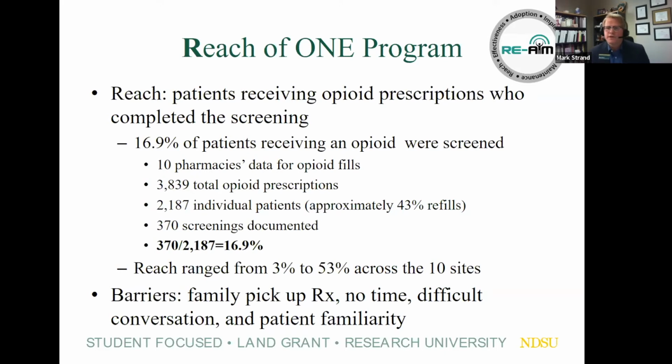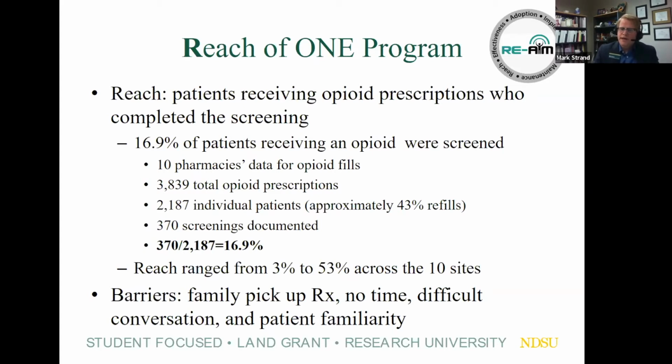So the reach of the one program. So the patients who received an opioid prescription who completed the screening. So we used 10 pharmacies to use a kind of surveillance method. There were 3,839 prescriptions filled, representing 2,187 patients. In other words, there were a lot of refills. So then the reach value is the 370 patients who were screened among those 2,187 distinct patients. That's where the 16.9% came from.